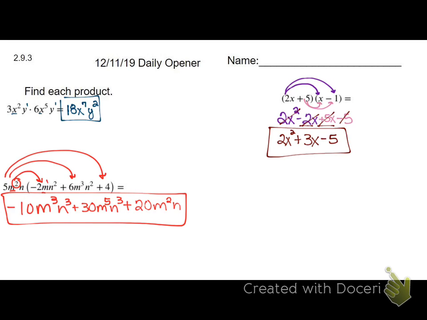Okay, so that's the front side. Let's flip it, look at the back. Now the back, we're going to follow the same steps. We're just dealing with more terms.